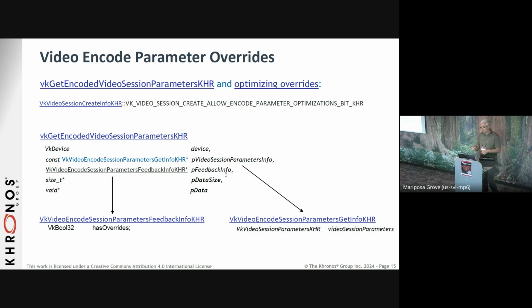In addition to that, if we had to override parameters, we're going to set this has-overrides bit. It's going to tell you that, oh, by the way, some of the parameters didn't make sense or we couldn't handle it. So we're still going to handle the stream close to what you wanted, but it is going to pretty much work. Okay. Any questions about this?